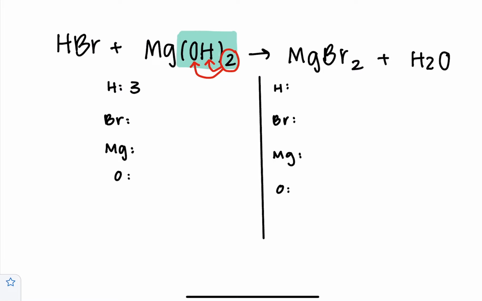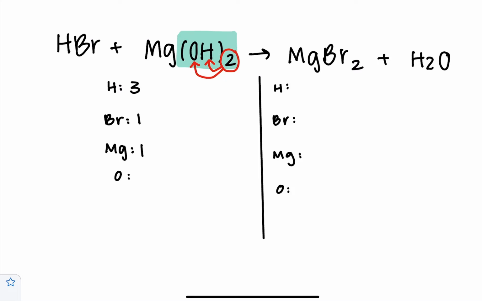So now let's move on to our Br. We see that we only have one Br. There's no Br in this compound, and the Br doesn't have a subscript anywhere, so we just assume that there's one. Our Mg, there's no other Mg on the left side except for right here, and it doesn't have a subscript, so we also just assume that that is 1.